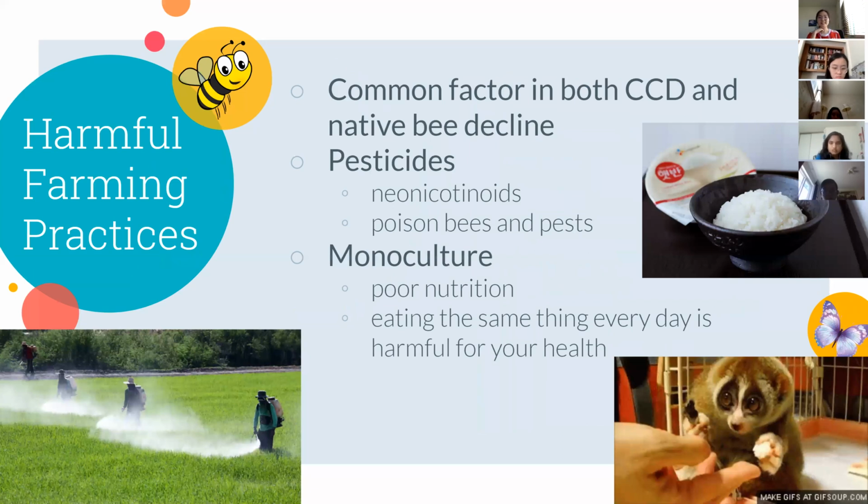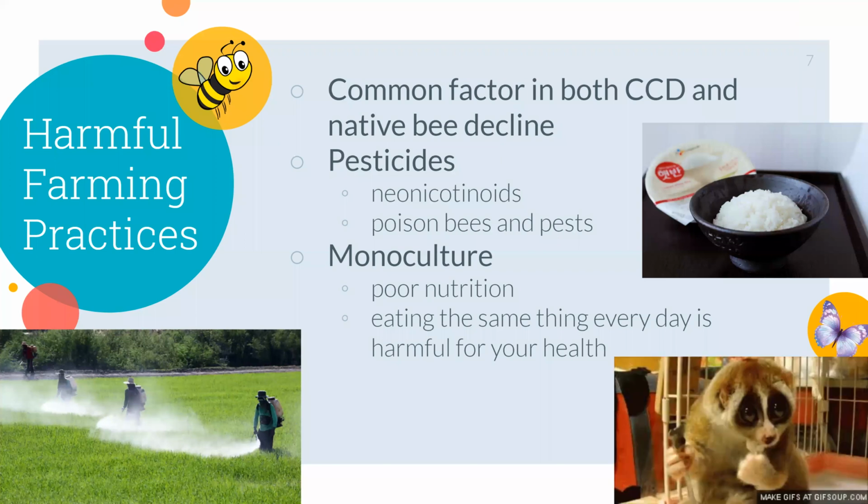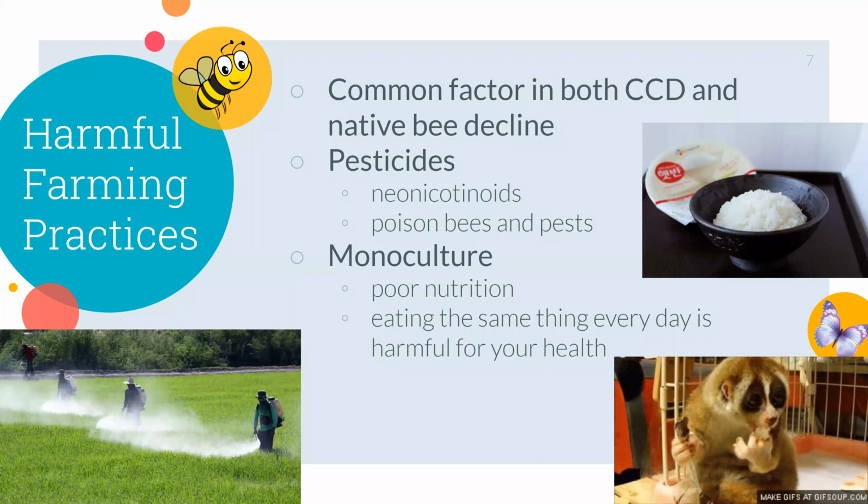Okay. So harmful farming practices is a common factor in both colony collapse disorder and the native bee decline, as we saw in the Venn diagram earlier. So one type of pesticide that is really harmful to bees are neonicotinoids. So neonicotinoids affect both bees and bad pests equally. So they poison both.